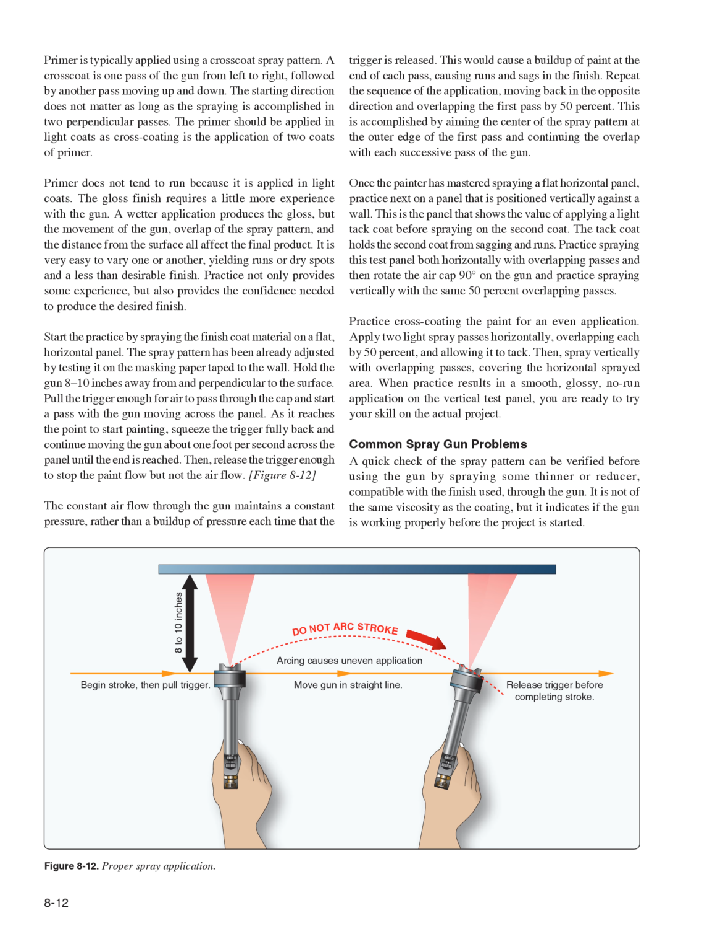Repeat the sequence of the application, moving back in the opposite direction and overlapping the first pass by 50%. This is accomplished by aiming the center of the spray pattern at the outer edge of the first pass and continuing the overlap with each successive pass of the gun.